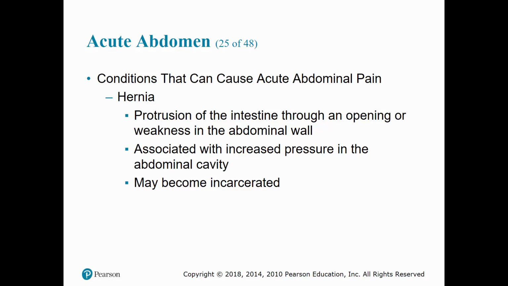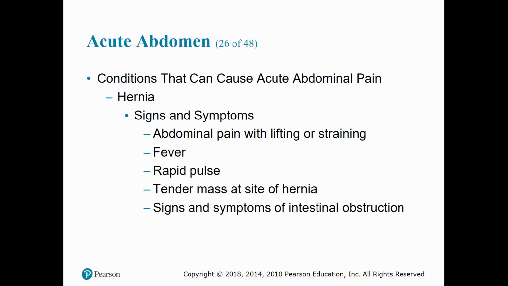Signs and symptoms for a hernia: ask your patient that has abdominal pain what were they doing when it started? If they say they were lifting or straining, it's a good indication that it possibly is due to a hernia. They may have a fever, they may be tachycardic, or have a tender mass at the side of the hernia.